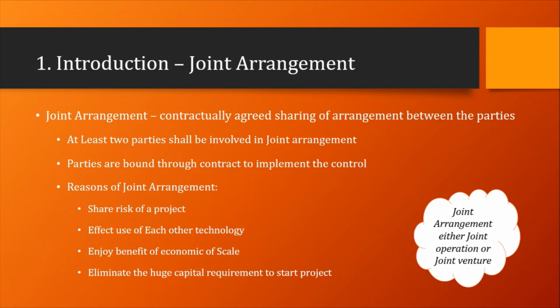Topic number 1, introduction, joint arrangement. So what is a joint arrangement? A joint arrangement is a contract or a deed under which two or more parties come together to earn revenue from the activities for which they have agreed to join. So what are the conditions? First of all, at least two parties should be there who sign the joint agreement. Then they are bound contractually through the contract to implement the controls.